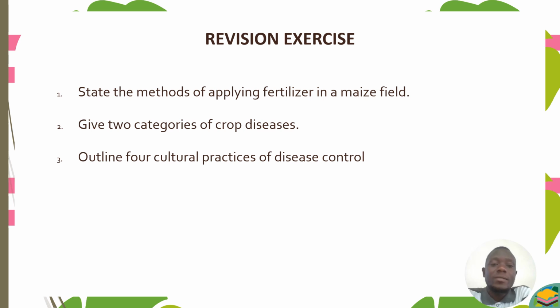Try to answer these questions. This is the revision exercise for you. The answers will be provided for you, and you will compare at the end with the answers provided. State the method of applying fertilizer in a maize field. Then give two categories of crop diseases. Then outline four cultural practices of disease control.